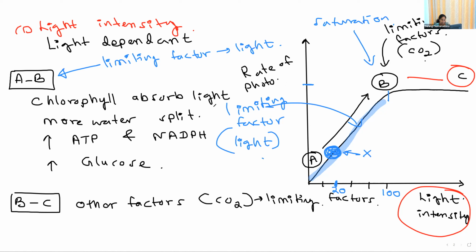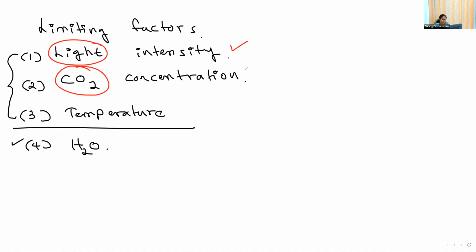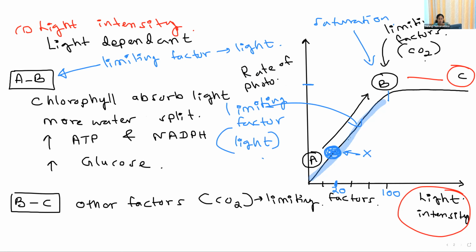So if you understand this, can you do a similar one for carbon dioxide? Draw the graph. You have to show exactly the same graph. The only thing is you're changing the x-axis to carbon dioxide. So we did the light intensity. Can you draw the graph for carbon dioxide and write down the reasons why the rate of the reaction is increasing from A to B and B to C? Identify the limiting factors for A to B and B to C. Exactly the same thing.